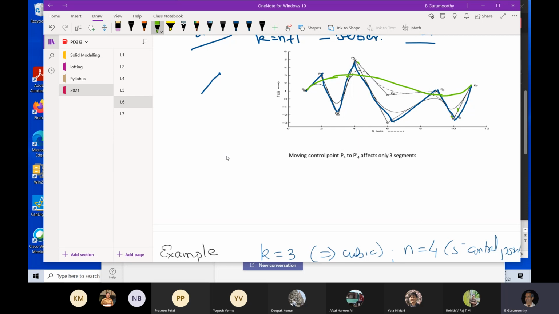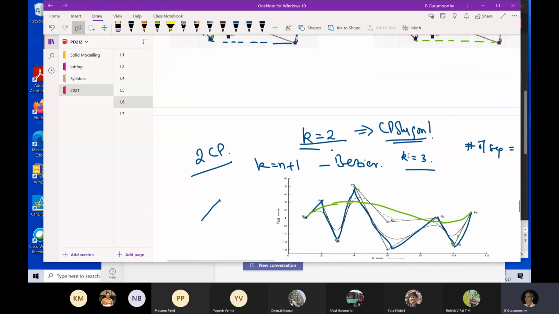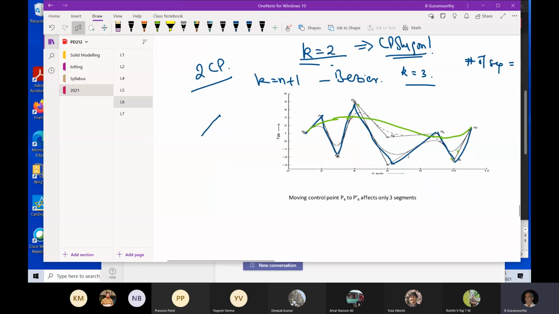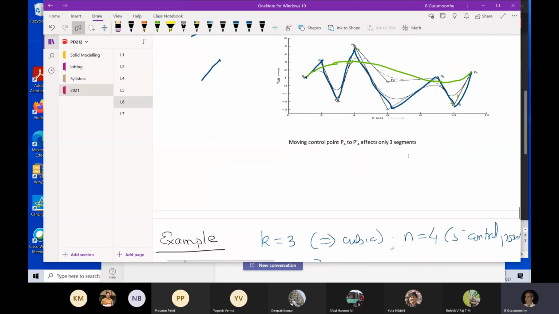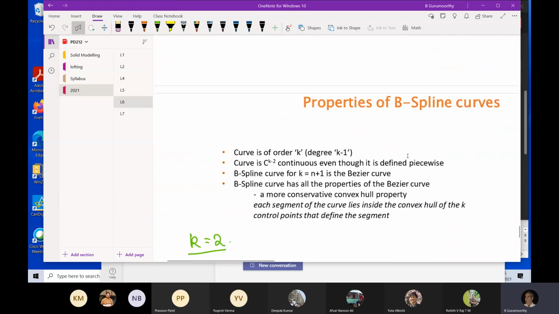OK, so that's the spline curve. You have the properties now. You know how to derive it, though I'm not expecting you to generate all these curve segments using those expressions, but you know all the properties that it has got.